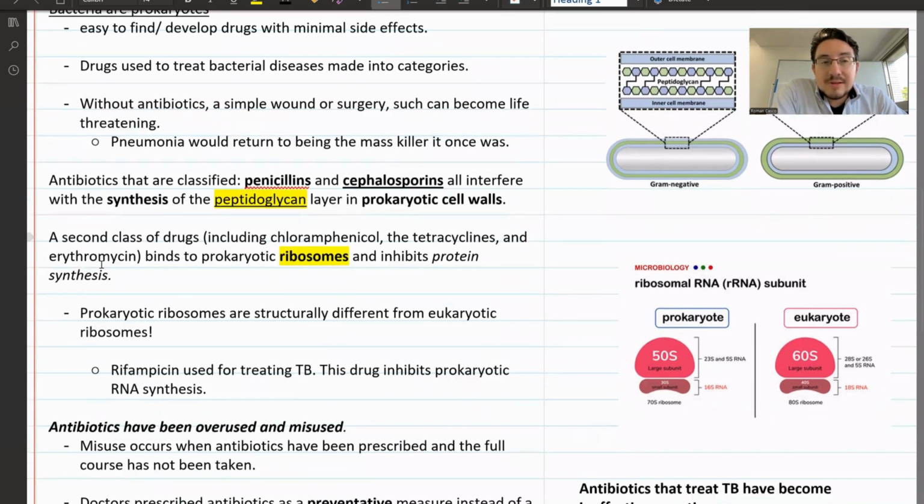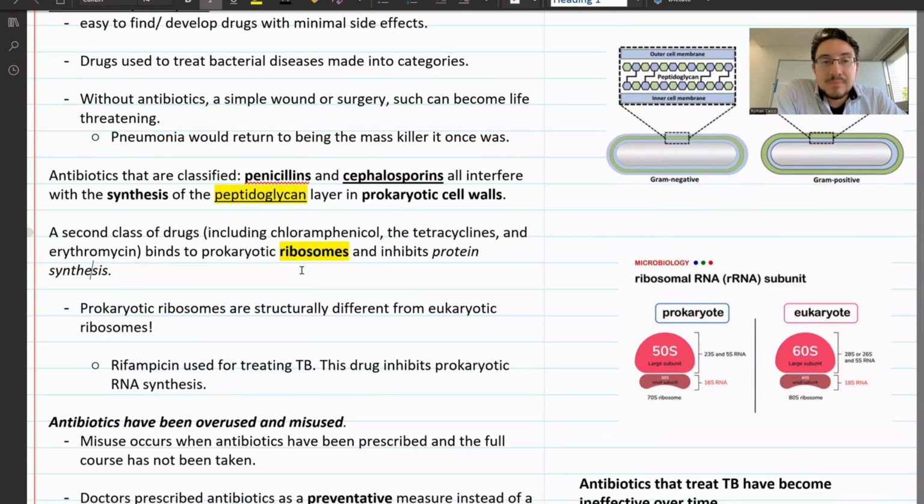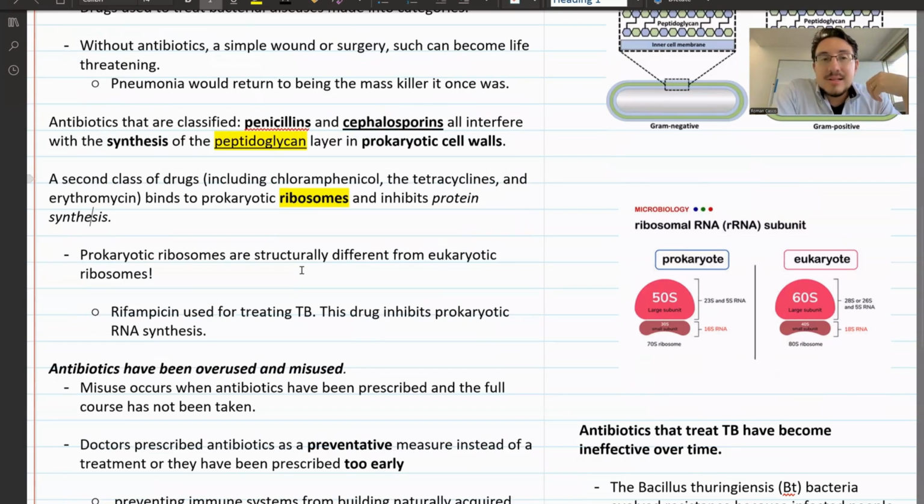Then you have a second class of drugs: tetracycline, chloramphenicol, erythromycin, very potent antibiotics. These don't address the cell walls, but they bind to prokaryotic ribosomes. If the ribosomes aren't functioning well, then you cannot synthesize the proteins you need to survive. That's quite interesting because bacterial proteins are much different than ours, so there's not a problem if we have this type of medicine.